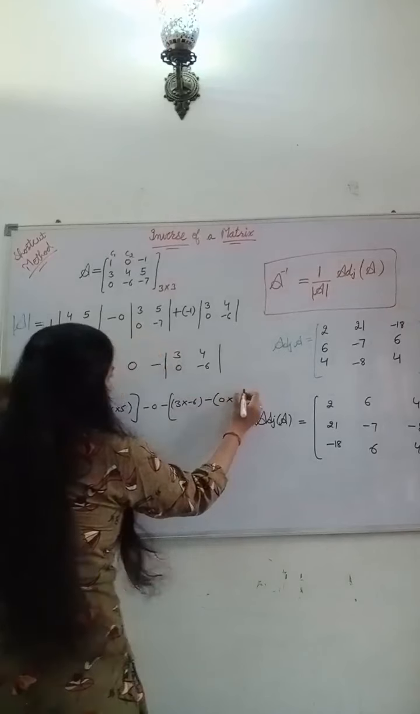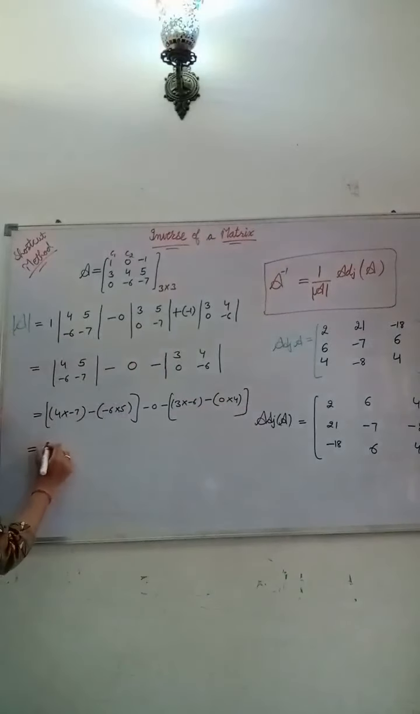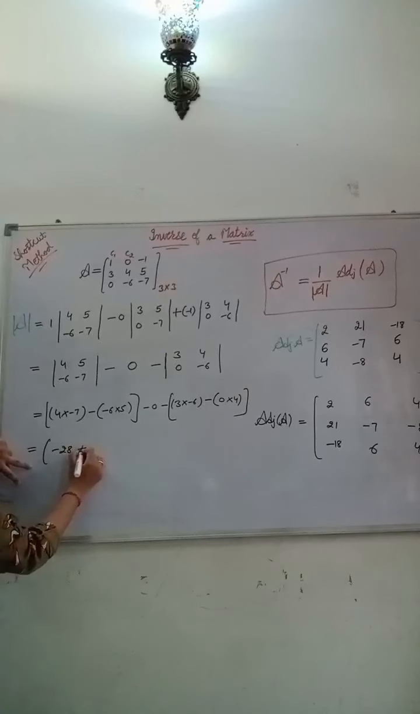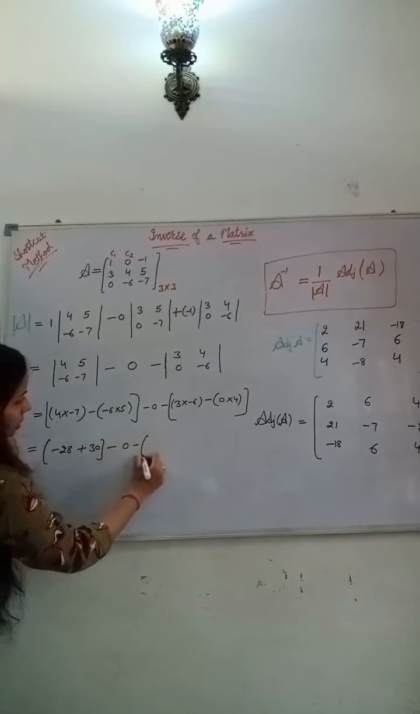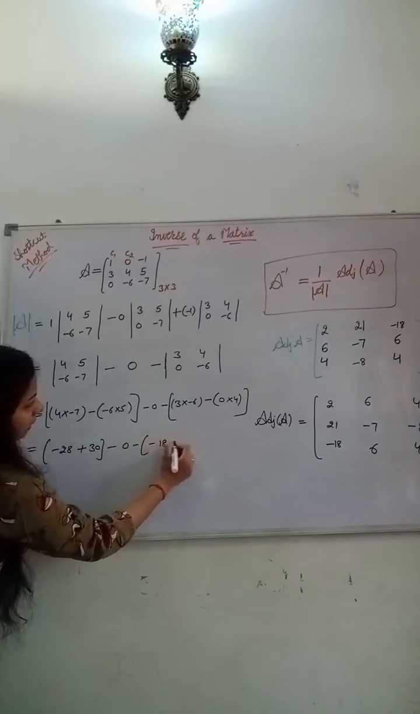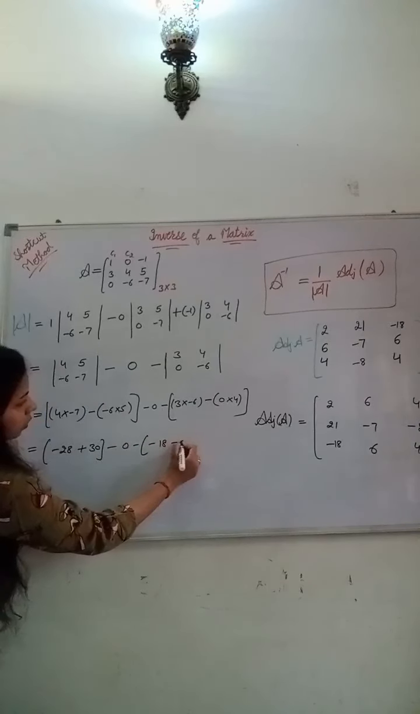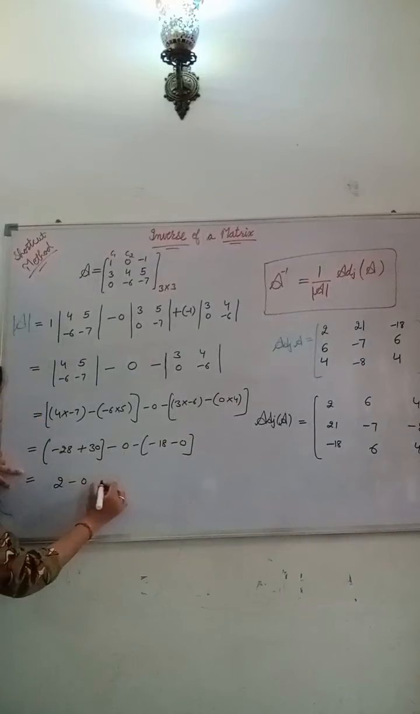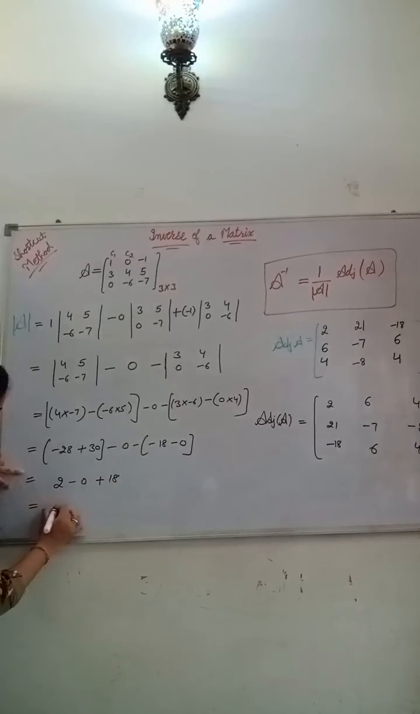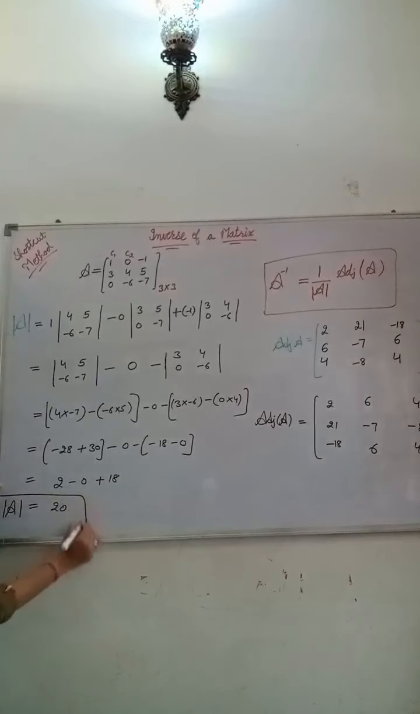That is minus 28 plus 30 minus 0 minus 18, 0. Here you can see I get 2 minus 0 minus minus, plus 18, it gives me 20. So I have the value of determinant, that is 20.